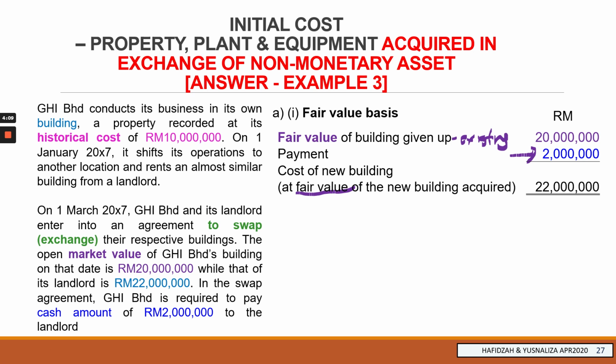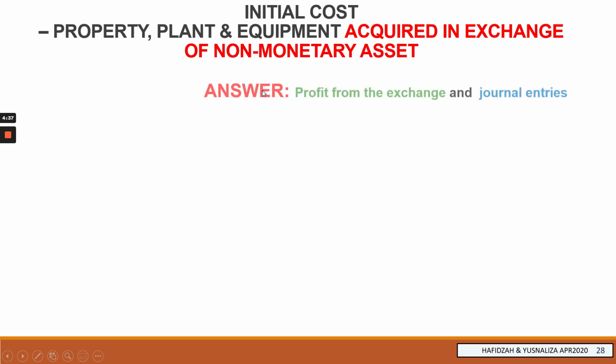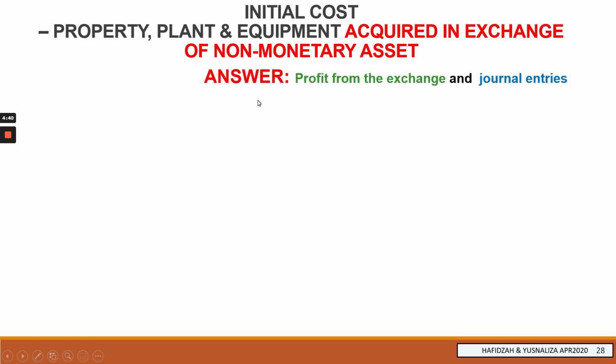Next, the second one is the net carrying amount basis. On the net carrying amount basis, the net carrying amount at the date of exchange, which refers to the historical cost, was 10 million, and the payment that needs to be made is 2 million. So the cost of the new building under the net carrying amount basis is 12 million. Let's do the journal entries to record the profit from the exchange and other relevant journal entries.